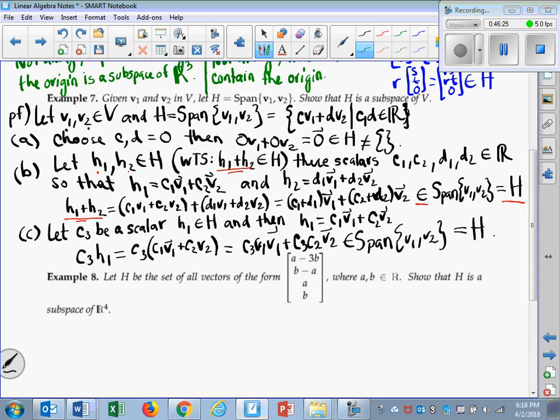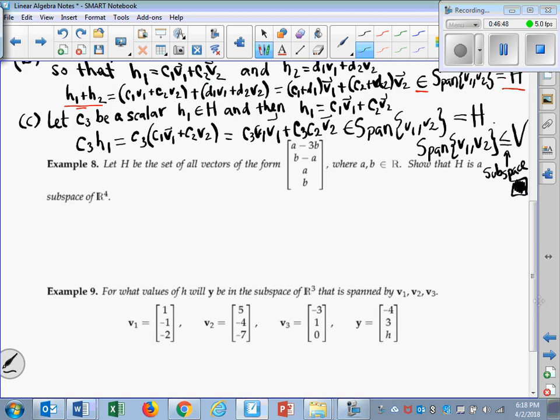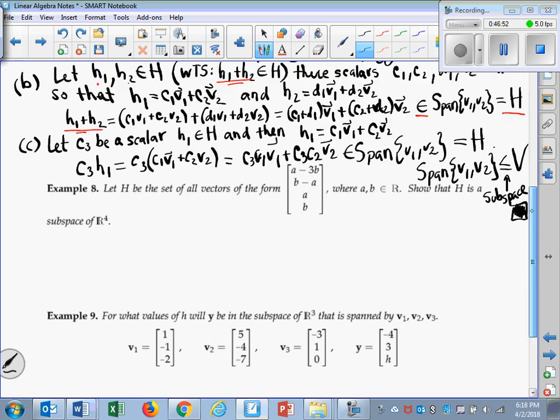So therefore, we can finally say the span of two vectors from a vector space, the span of V1 and V2 from some vector space V, is a subspace of V. So this is a subspace. All right, we'll put a little box there to show that we're done with our proof. Very good, cool. That was tough. That one was kind of tough.